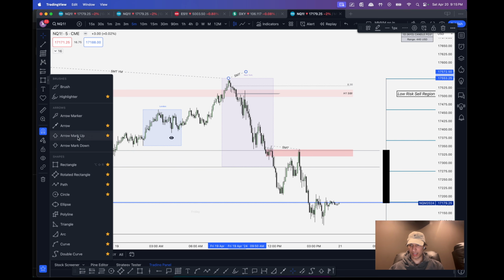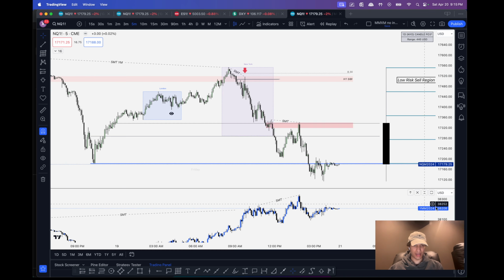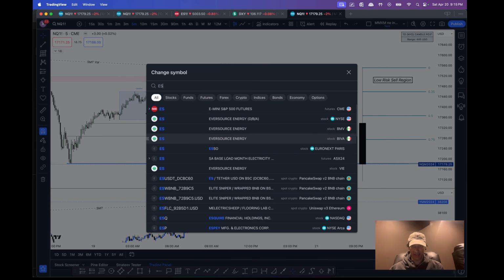ES forms an intermediate term high right here, with a shorter term high to the left and a shorter term high eventually forming to the right. Now NASDAQ forms the SMT, so we can also assume that this is going to be our intermediate term high by nature of that SMT. And let's pull up our ES chart just to confirm that this is accurate.